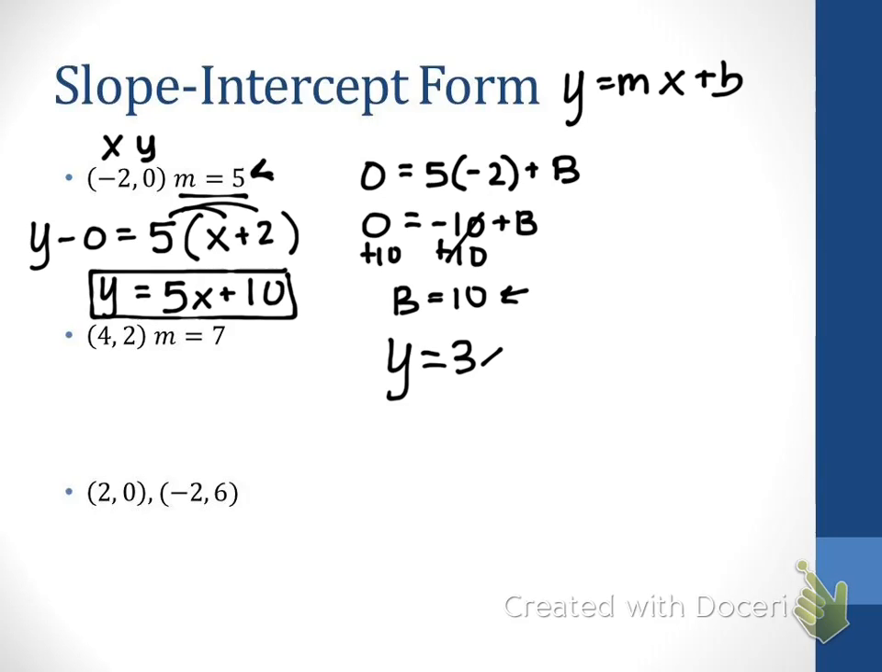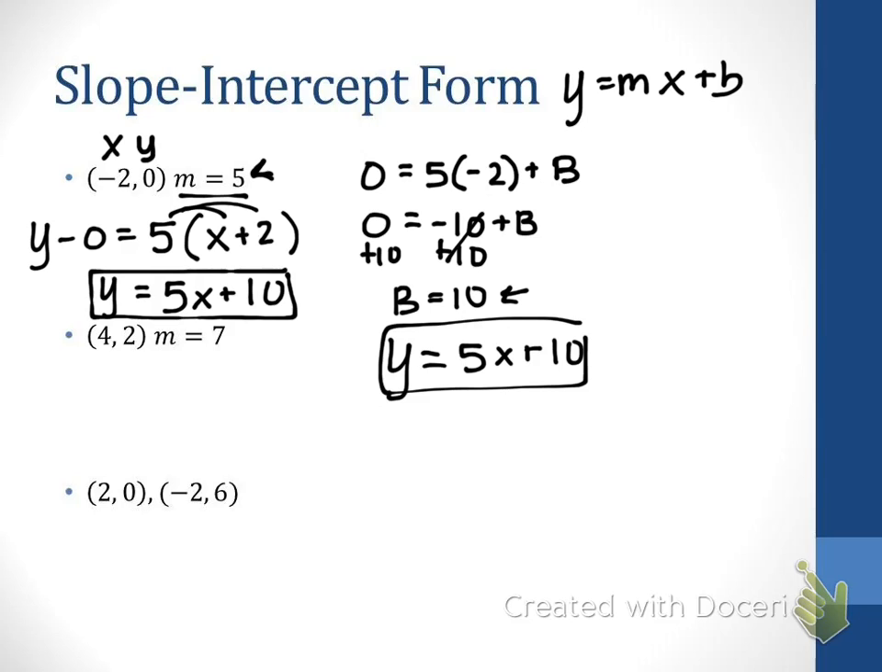Y equals 3x plus 10. I'm sorry, 5x plus 10. So you would get the exact same answer, just maybe a little more difficult. It does not matter to me which method you use, as long as you get the correct answer. So on the next problem here, who thinks that point-slope form is easier to use? Raise your hand. Okay, so the majority, let's use point-slope form.